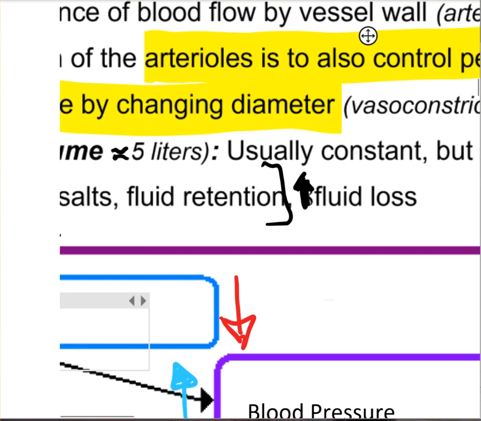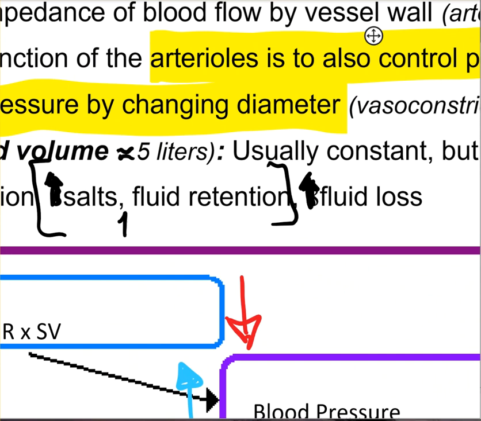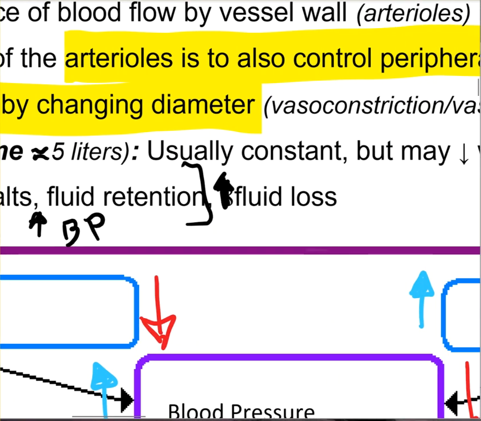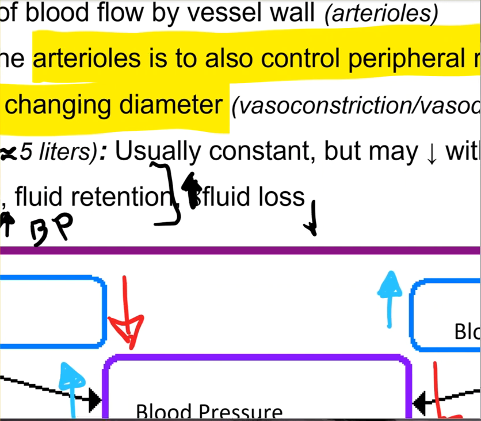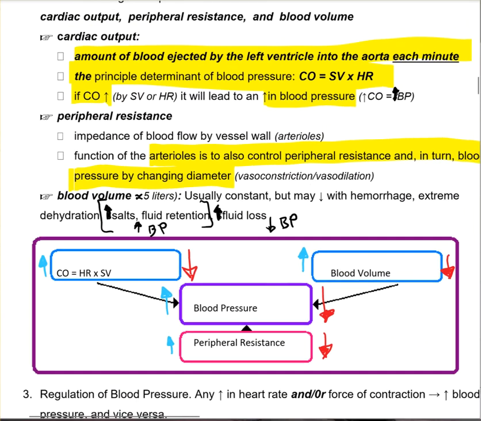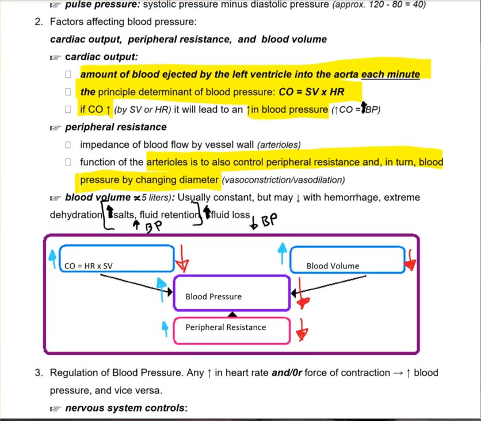So I'm going to put a little note here. That would be increase in blood pressure here. And if we lost a lot of fluid, we would have a decrease in blood pressure. Okay? So hemorrhage would lower blood pressure, extreme dehydration would lower blood pressure, increased salts and therefore fluid retention would increase blood pressure, and if we had a lot of fluid loss for some reason, we would decrease blood pressure.